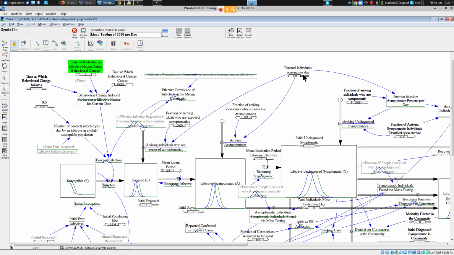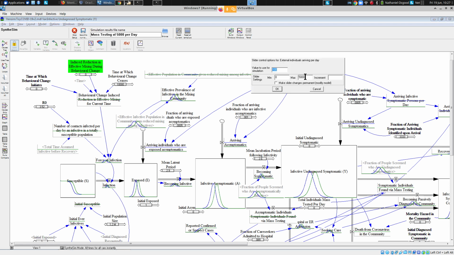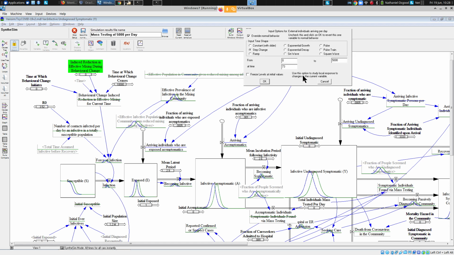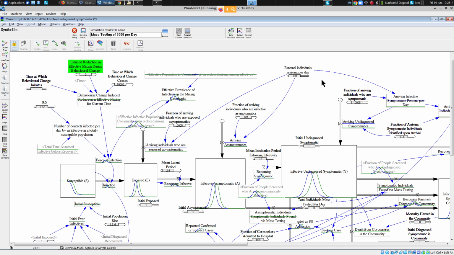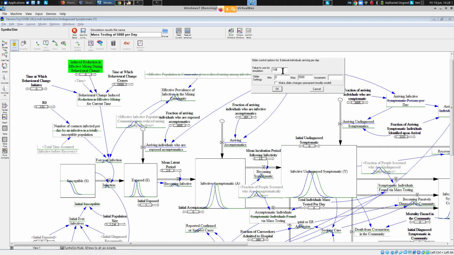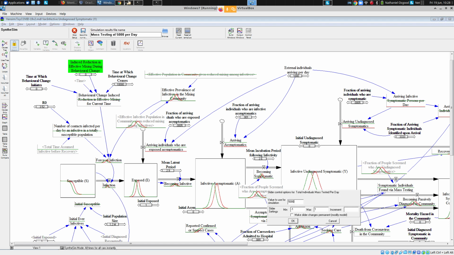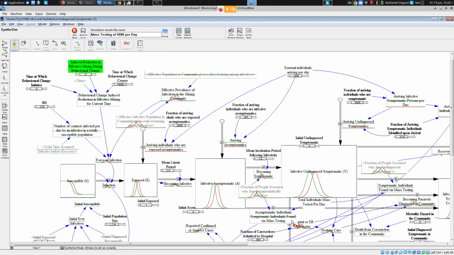But first, to make it interesting output, we want to reset this back to its original value. After all, this one is something that we don't want to change anymore. So I just changed it back to 1,000. That's its original value. And now I want to go down to, there should be a thing called individuals mass tested per day. We're going to change this to 5,000. Okay?